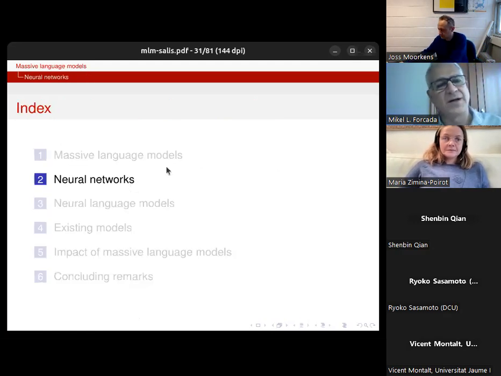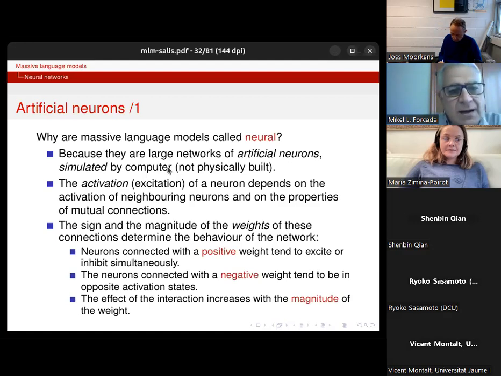So one ingredient is neural networks. And why are massive language models or large language models called neural? That's because they are basically large networks of artificial neurons, and they are simulated by computers. So you don't physically build a neural net with artificial neurons, which would be like electronic or mechanical devices. You just write a computer program that simulates the works of an artificial neural net, and that's much easier because you don't have to build anything. You just run a computer program.